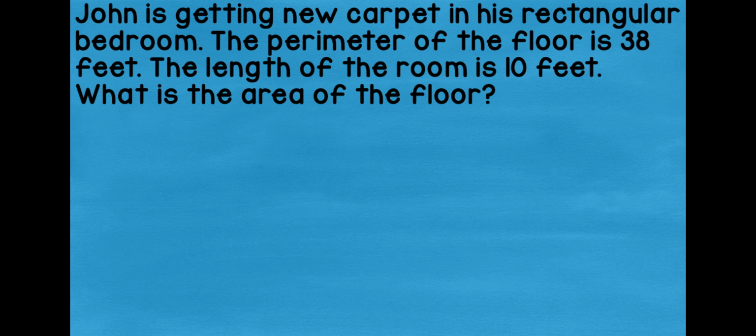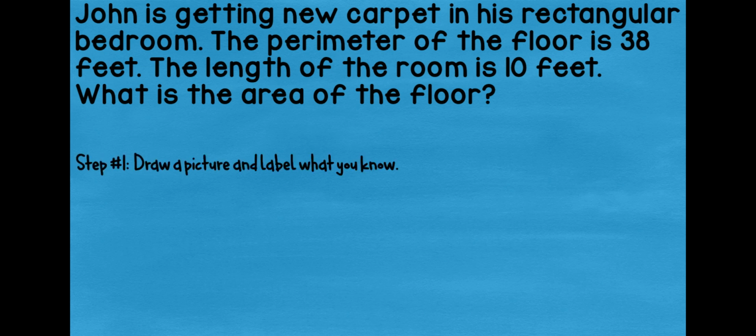Now for a real life situation, okay? John is getting new carpet in his rectangular bedroom. So we have a rectangle. The perimeter of the floor is 38 feet. So all four sides add up to 38. The length of the room is 10 feet. What is the area of the floor? Oh my goodness. All right, let's not get stuck on the escalator.